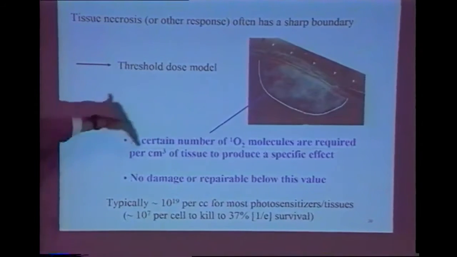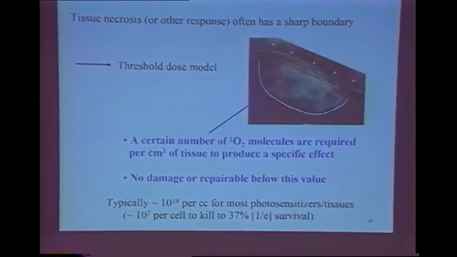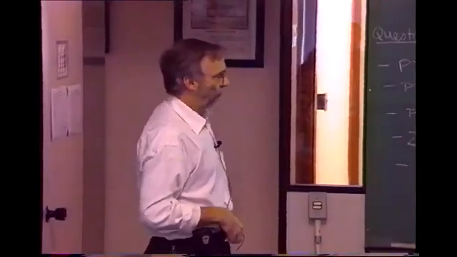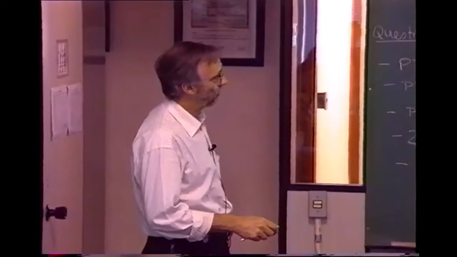And so this sharp boundary happens because of that. So this is like a step process. Here we have enough oxygen, so singlet oxygen damage. You go below a certain amount and you won't get damage.